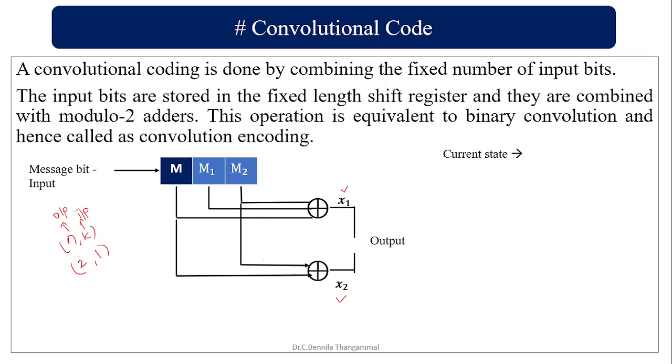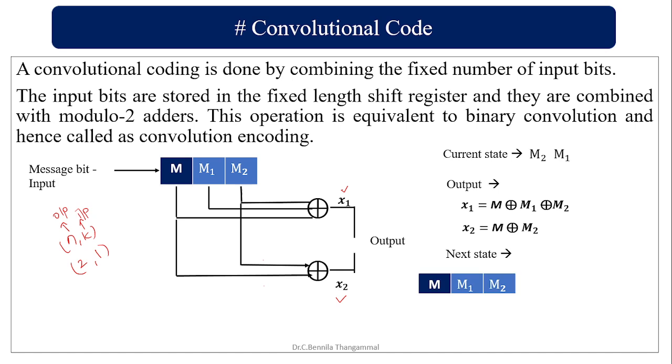Here the current state is M2, M1, and M is your input. Your outputs are X1 and X2, where X1 is equal to M modulo M1 modulo M2, and X2 is the second output, where X2 is M modulo M2. Then what will be your next state?